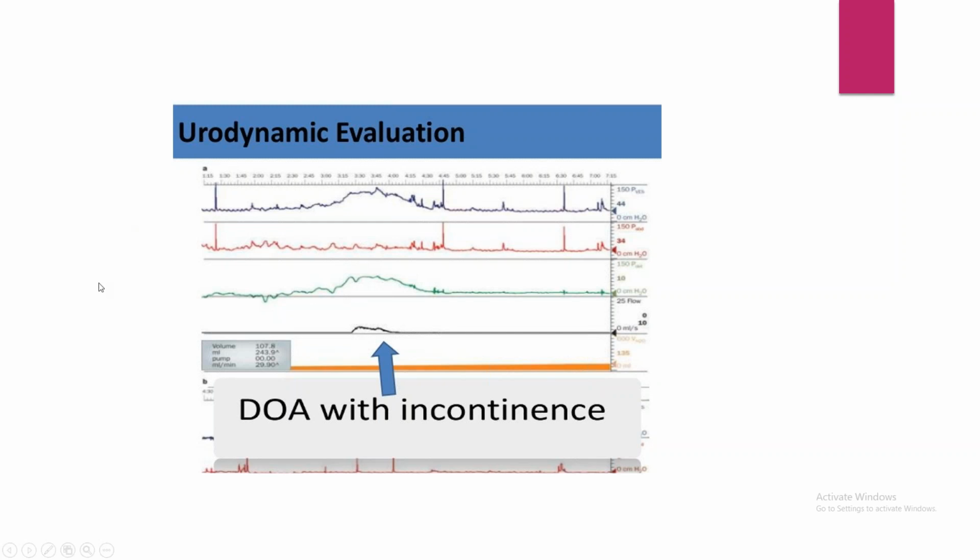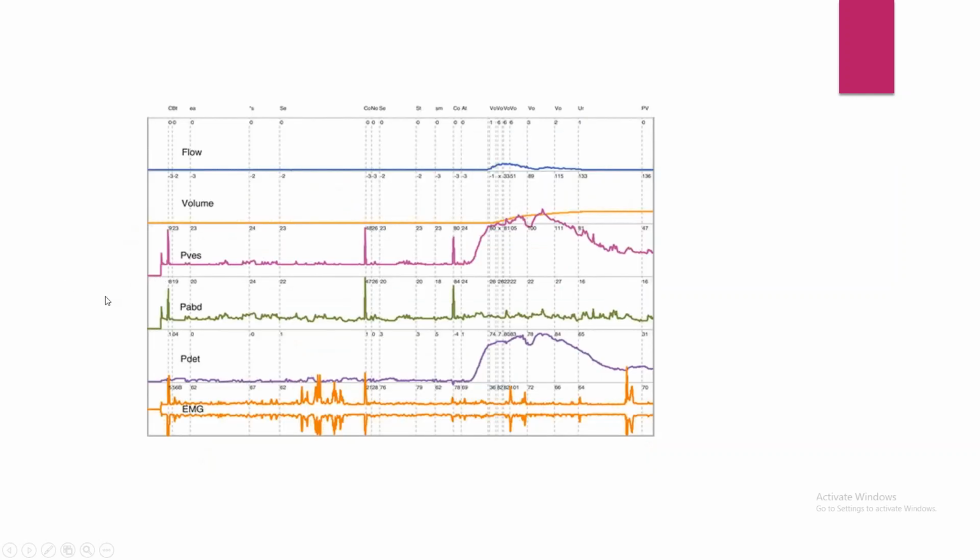Okay, we'll go to the next. Is it a single phase or both phases? Both phases. Whether the pressures are zeroed or not? Yes. Whether with any cough impulse the rise in the vesical and abdominal pressure is there or not? Yes, it is there. But there is no rise in the detrusor pressure. That means the recording is normal.